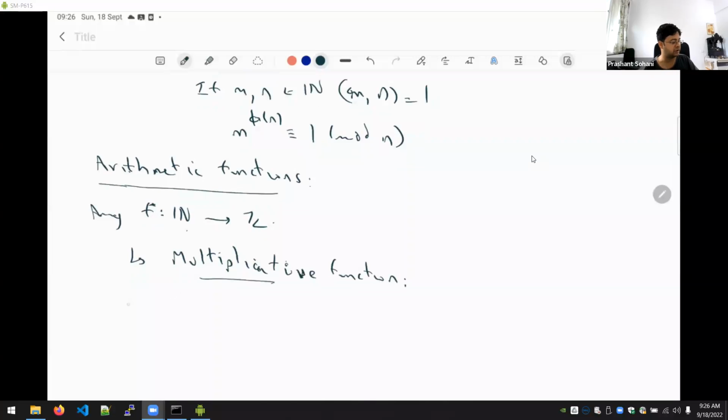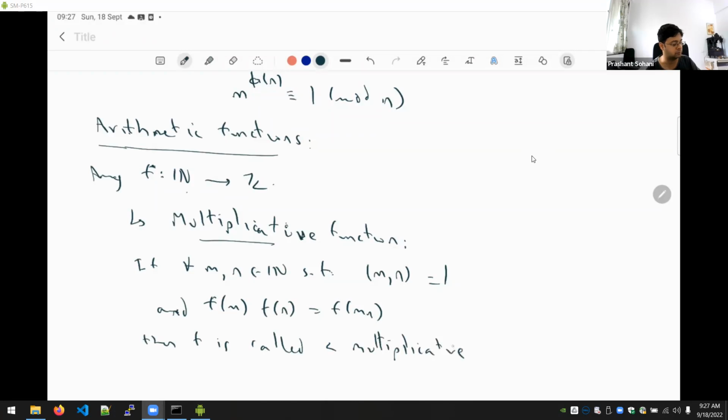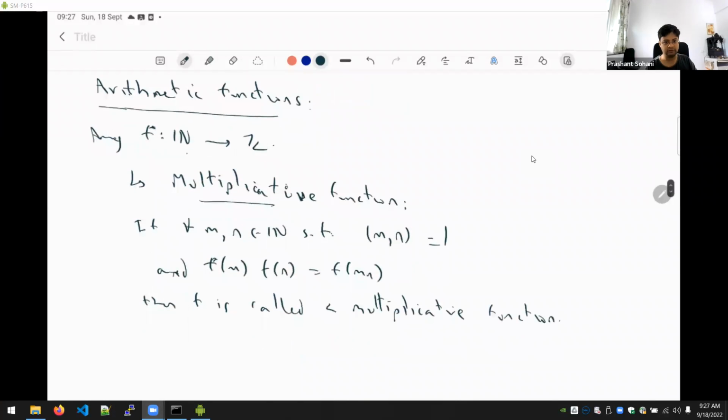The way it is defined is that for any two integers such that the GCD is 1, if the product of applying the function to each of them individually is the same as applying the function to the product, then f is called a multiplicative function. This condition about the GCD of the two numbers being 1 is important here. Only under that condition you check that the product is equal to the function of the product.